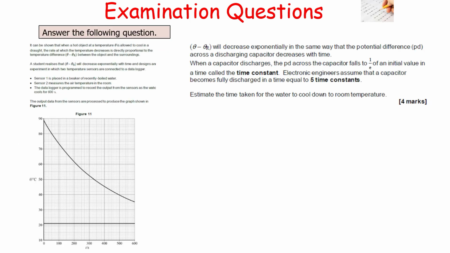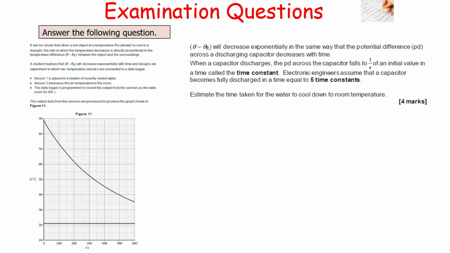Now the next question says, it can be shown that when a hot object at temperature theta is allowed to cool in a draft, the rate at which the temperature decreases is directly proportional to the temperature difference between the object and the surroundings. A student realizes that this will decrease exponentially with time and designs an experiment in which two temperature sensors are connected to a data logger.